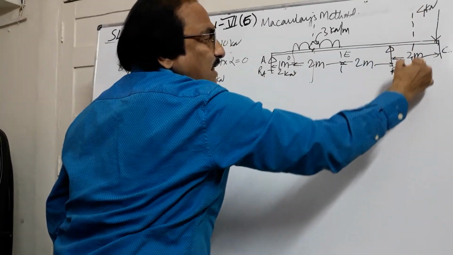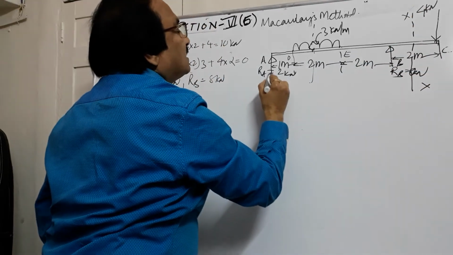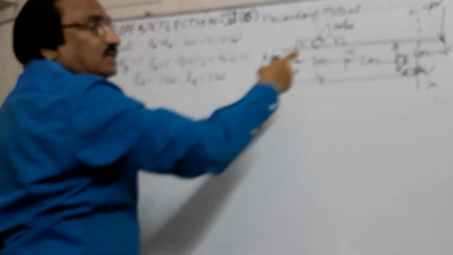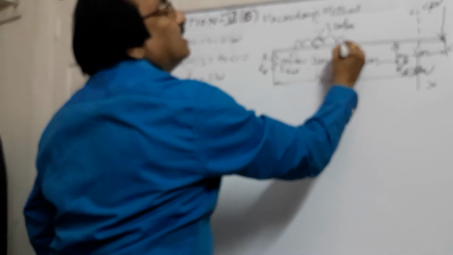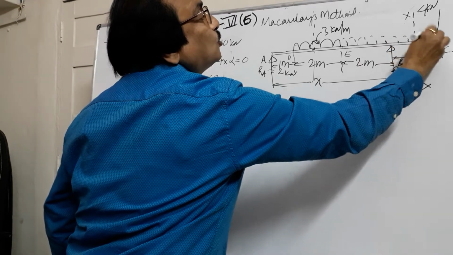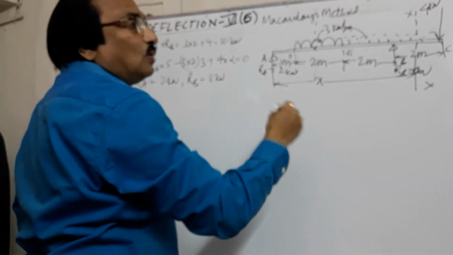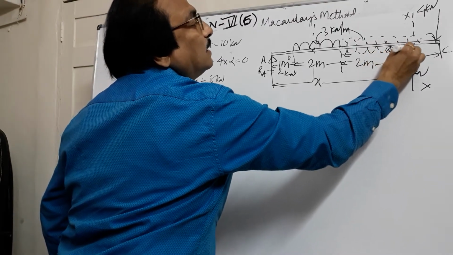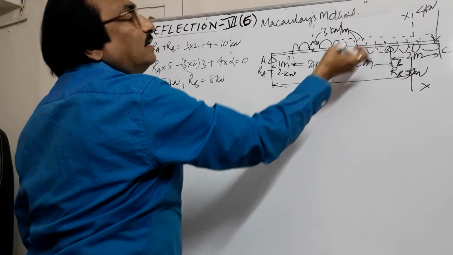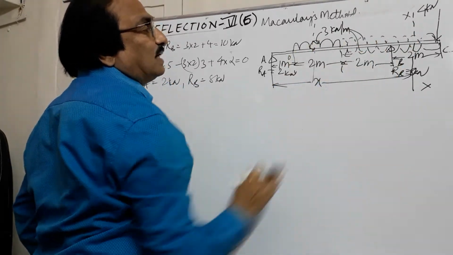So let us consider the section XX in the last portion at a distance x from the leftmost end. Now there is a UDL acting. You should extend this UDL till the right end, not only up to the support. Same intensity, 3 kilonewton. To compensate for what you added, you add another load in the upward direction, also going up to the end. This is the same magnitude but in the opposite direction. So one is an extra downward load added, the other an extra upward load added, and they compensate each other.